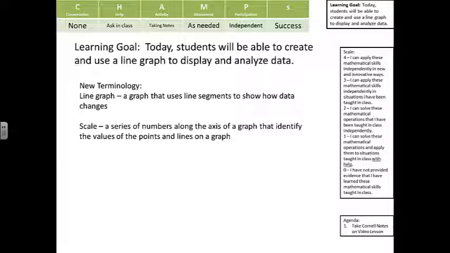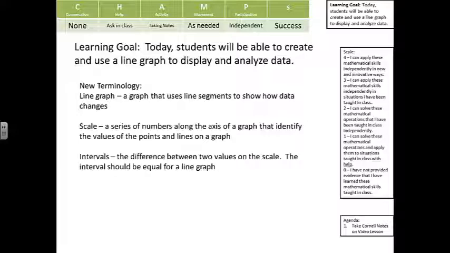On our line graphs, we may have data that's larger than 10, and so we may need to have a scale that goes up higher than 10, but we may not be able to fit it on our paper. So we're going to have to come up with a way in order to represent that data, and in order to do that, we're going to use a scale.